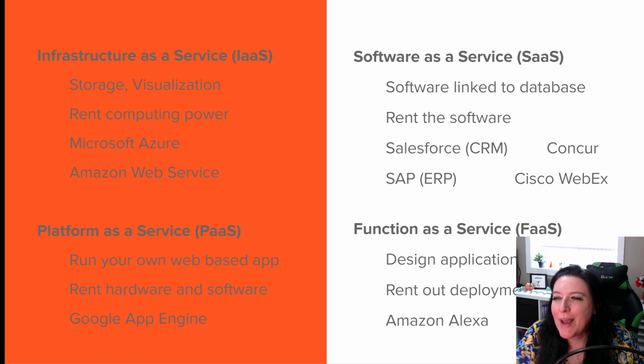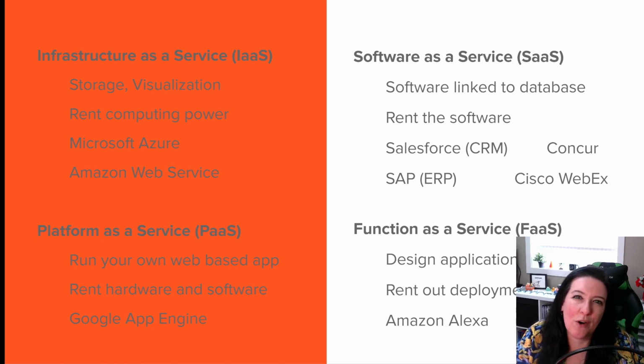In comparison, we have Software as a Service, SaaS, and this is where we link the software to a database. And if you're an organization, you're essentially renting the software. So Salesforce is a customer relationship management software. SAP does enterprise resource planning. Cisco WebEx, Concur, these are all examples of software as a service.